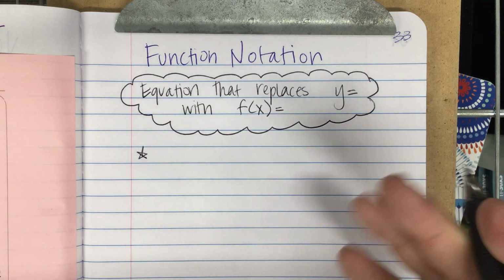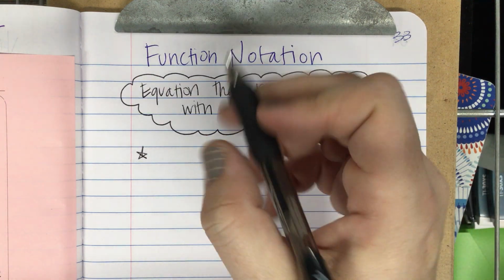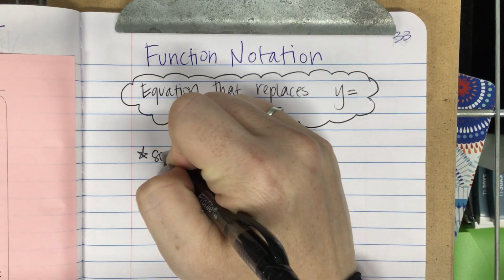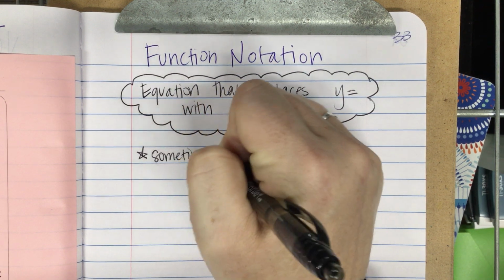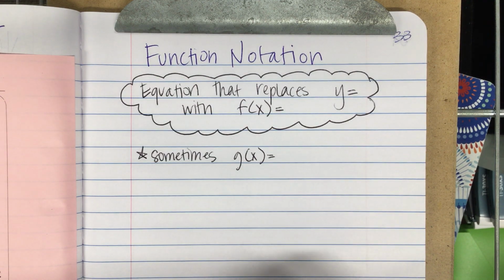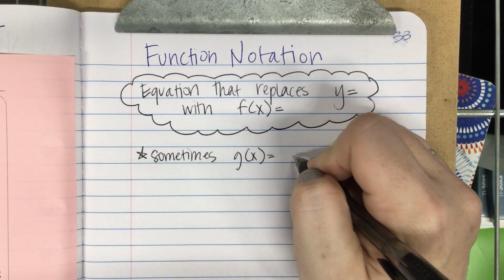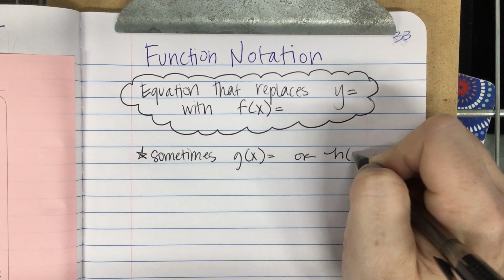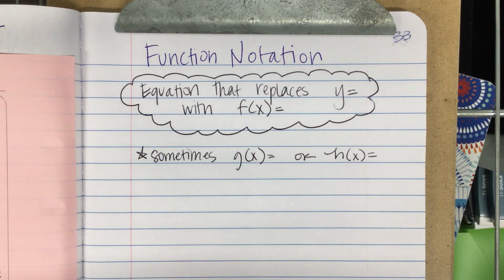And sometimes, just to make it even more complicated, sometimes they say g of x equals instead of f of x. Or h of x equals instead of f of x. It all just means the same thing. It's asking what is the purpose of, what happens when, what's the function of.